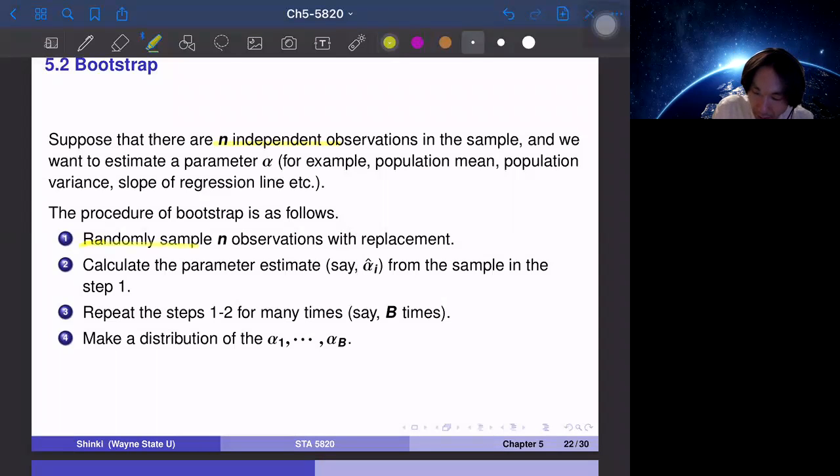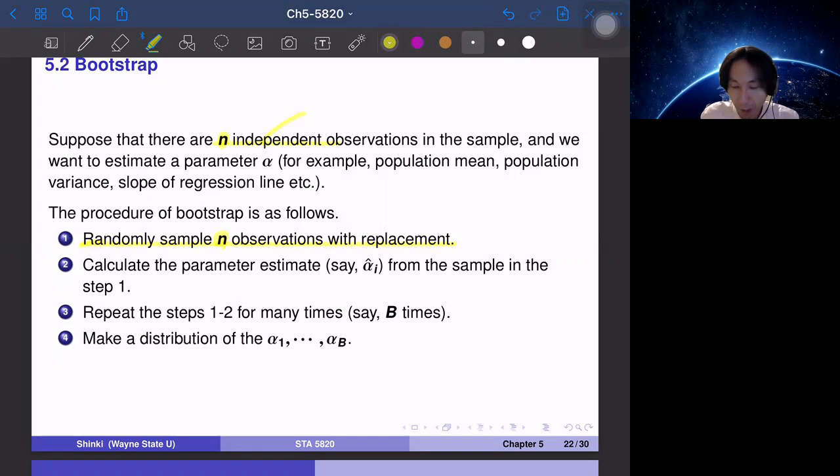And we randomly sample n observations with replacement. Originally we have n observations, but we allow replacement, so we can take a specific observation more than once. Then we randomly pick n times. That way we can make some randomness in this sample, and still keep the same number of observations.